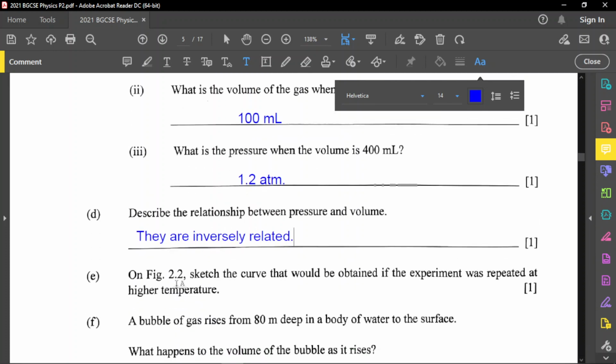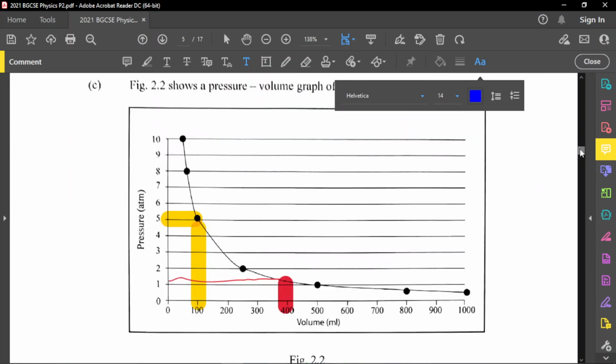is on figure 2.2: sketch the curve that would be obtained if the experiment was repeated at a higher temperature. So if you make the temperature higher, let me go back to show what is happening here. When you increase temperature, the volume will increase. And as a result of increased temperature, the particles are going to move faster and bombard the walls of the container more, and also increase pressure. So this now is a combined law. So both pressure and volume will increase if you increase the temperature.